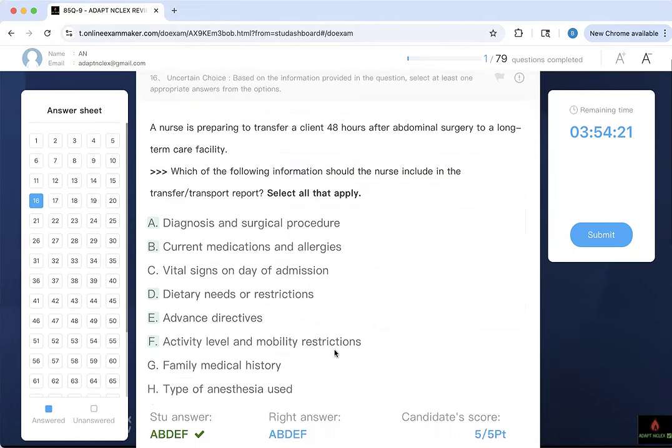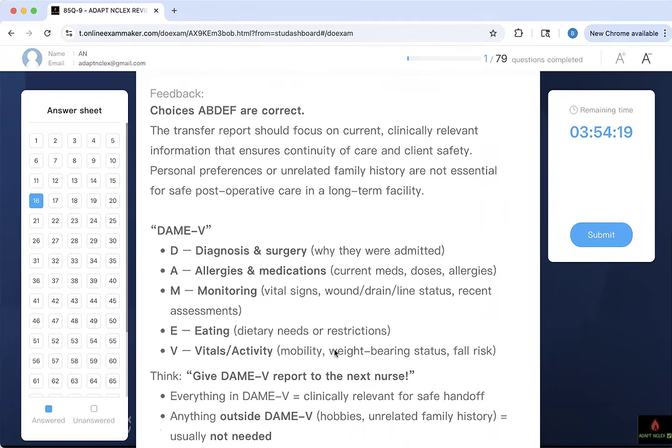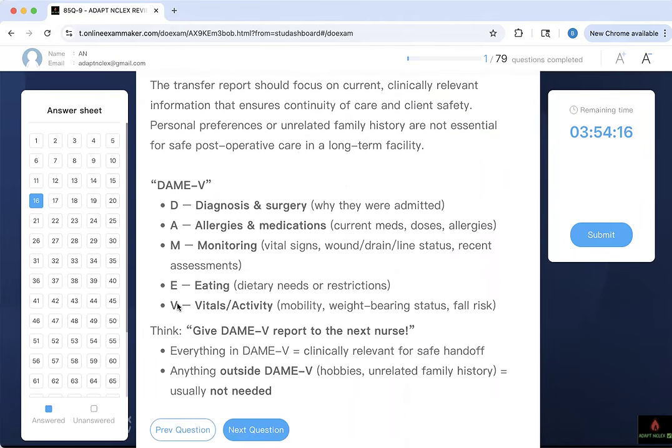So how do you recognize when you see questions like that? This is an adaptation and NCLEX mnemonic. DAM-V. If you transfer a patient, the D is the diagnosis, the surgery that they had done. Allergies or any medication associated with it is the A. And the M is anything we need to monitor. Foley catheter, vitals, drains, anything. And then E is the eating, right? Restriction. And V is the vitals activity associated with that. So always give the DAM-V report to a nurse. Write it down. That's a concept whenever you're transferring a patient.